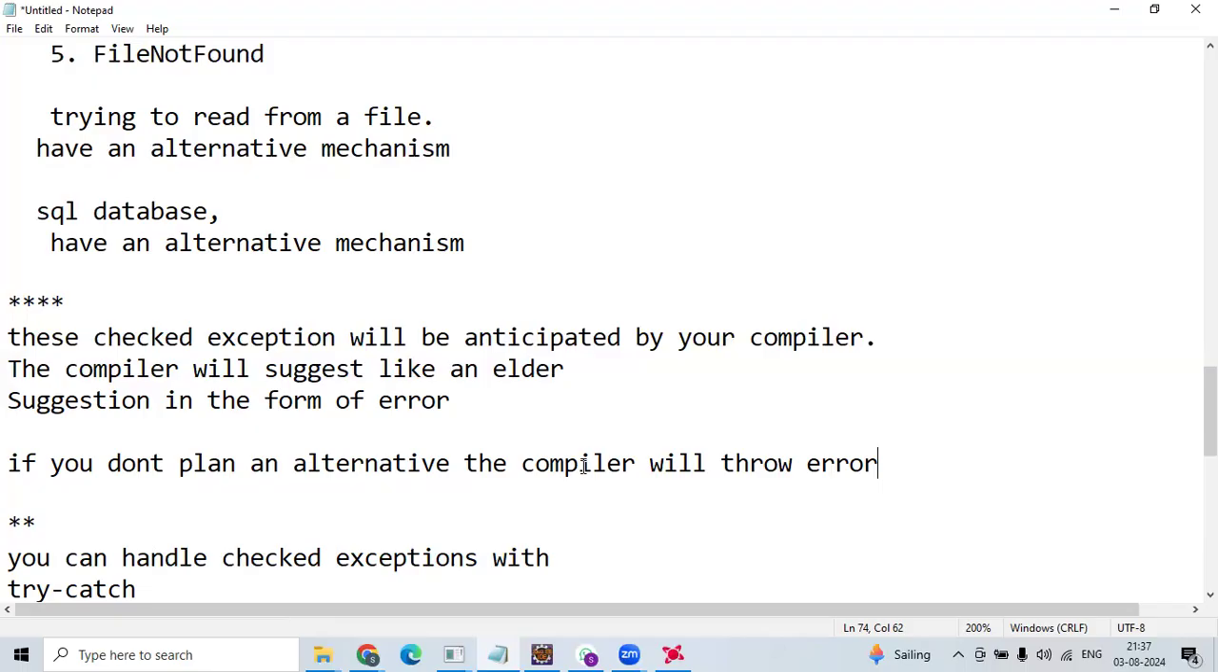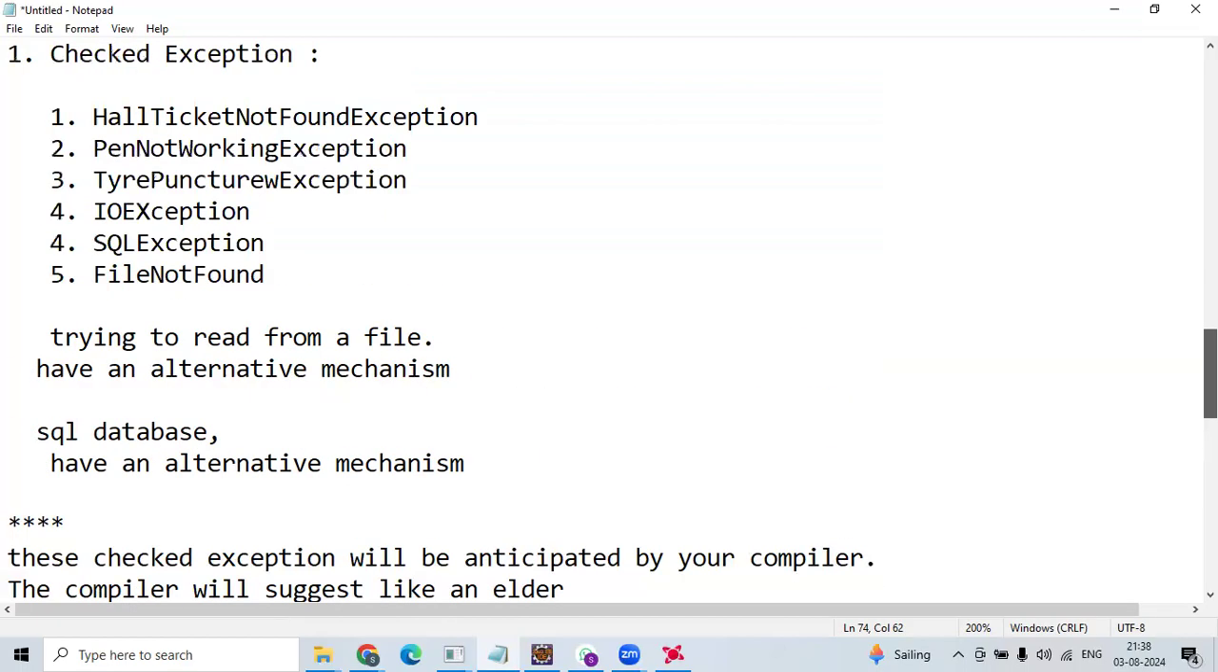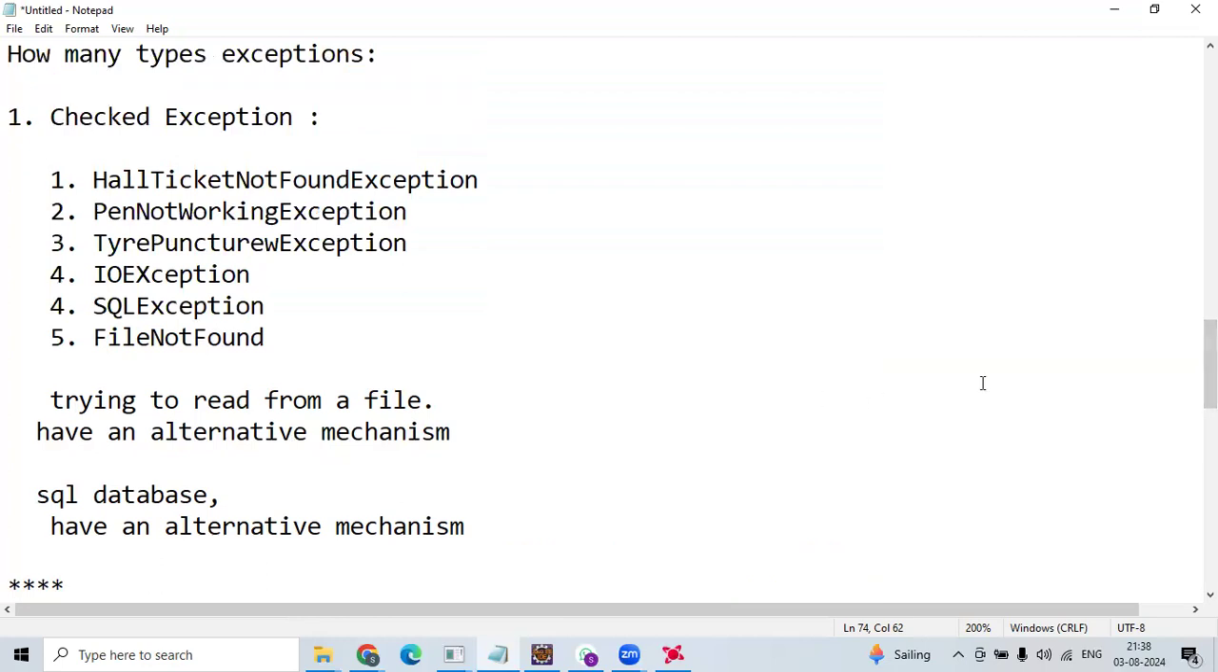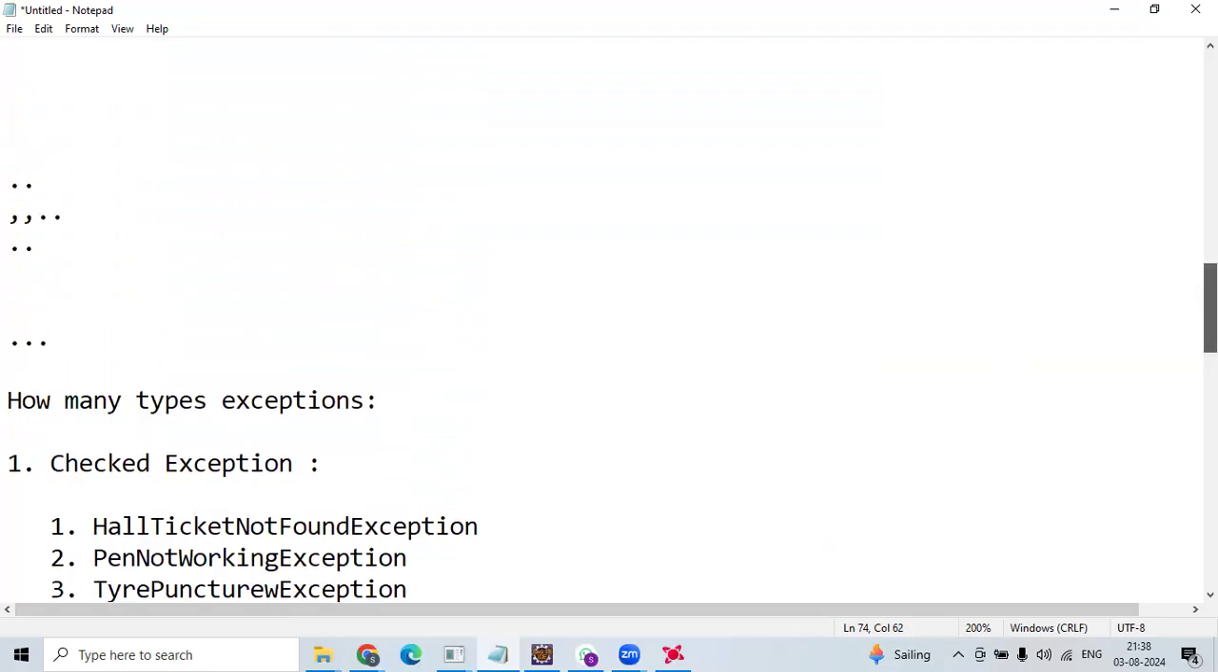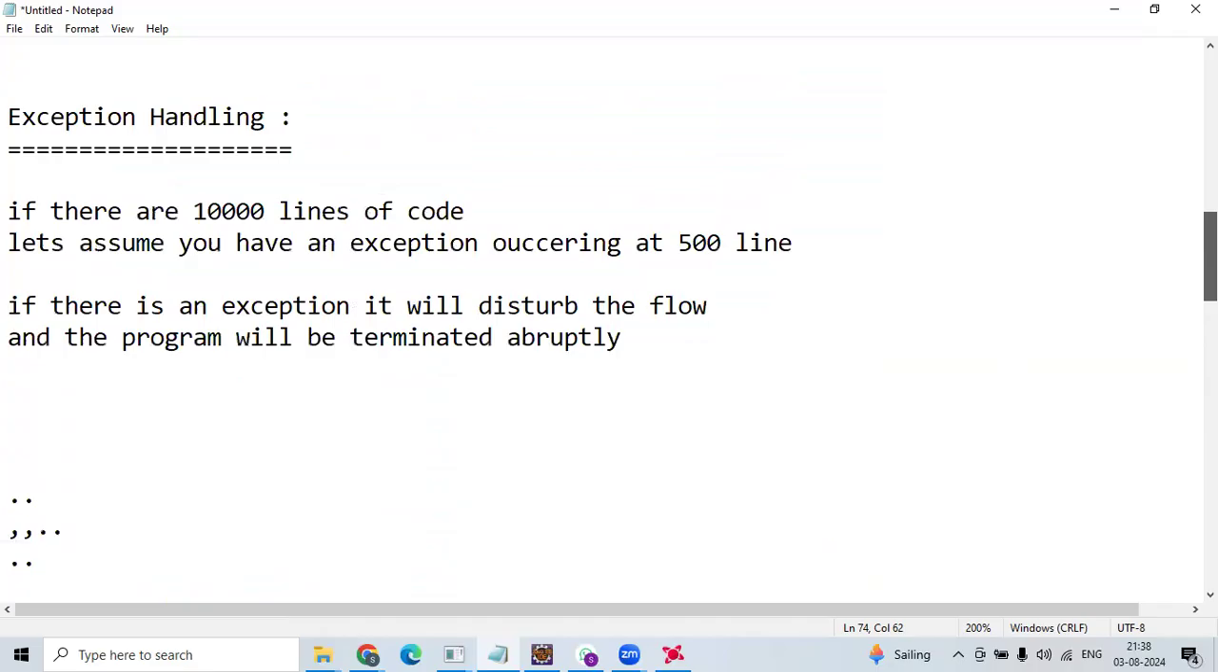See, again I'm repeating. An unwanted or unexpected event which disturbs the normal flow of execution is called an exception.